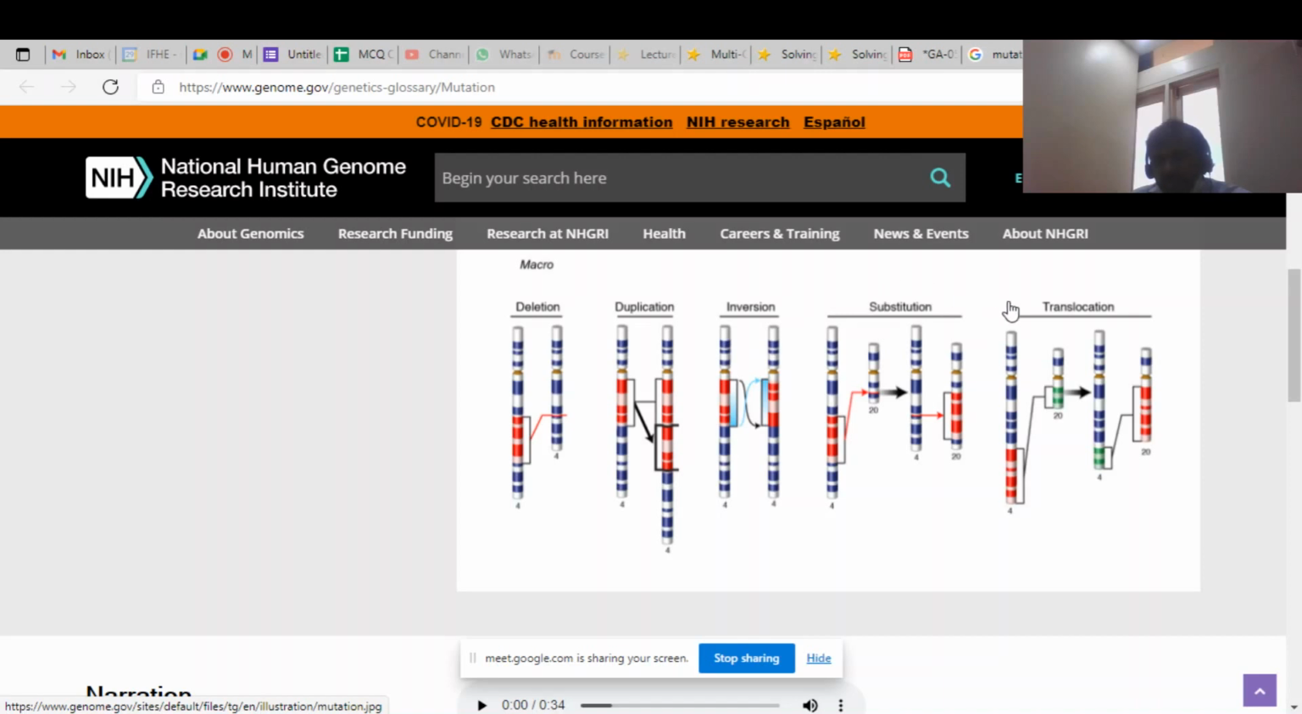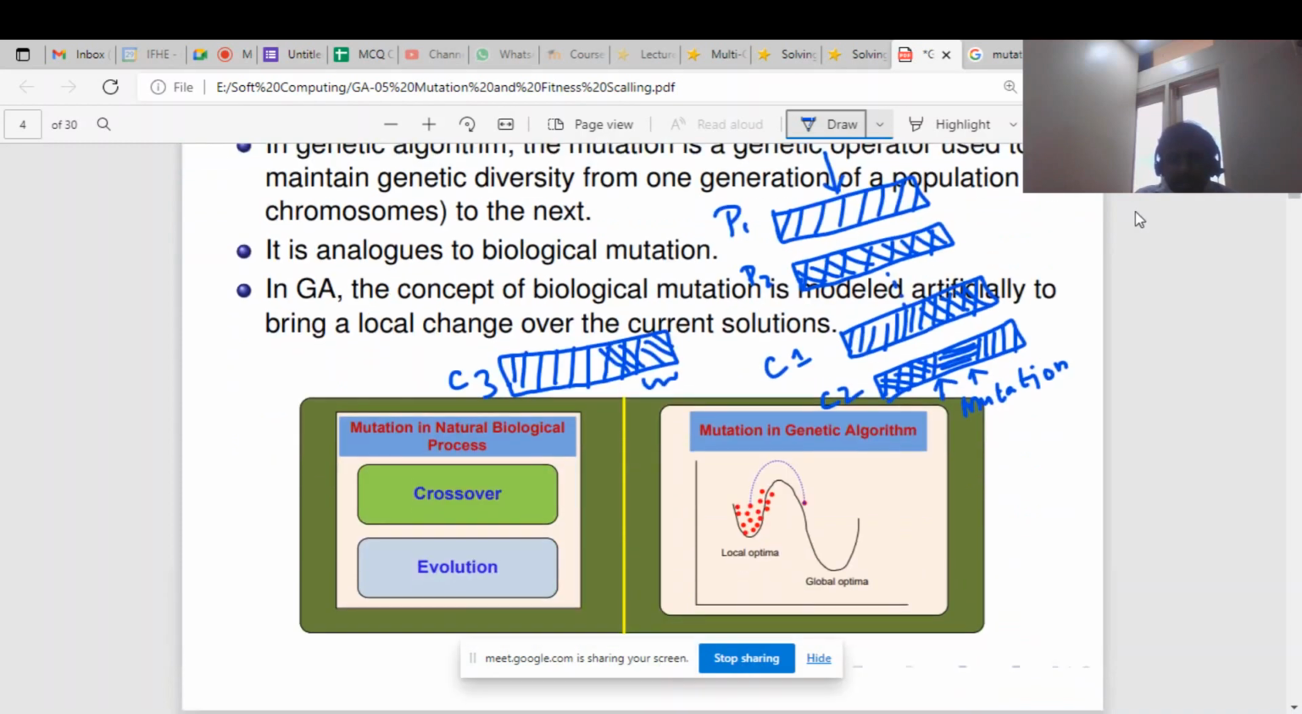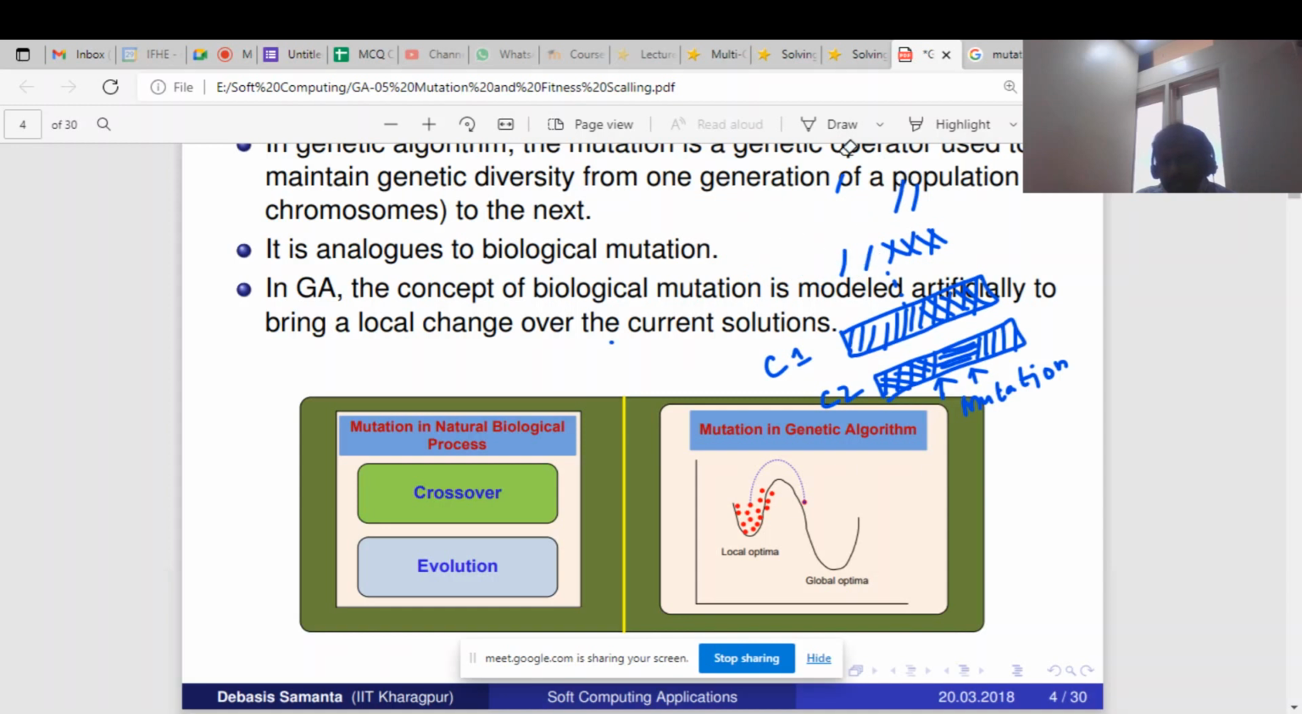Like these different types of mutation happen in genetics. Now we are connecting that with genetic algorithm, right? So this is the basic introduction to mutation. Here also we will be discussing different types of mutation, which are basically inspired from genetics or biology.